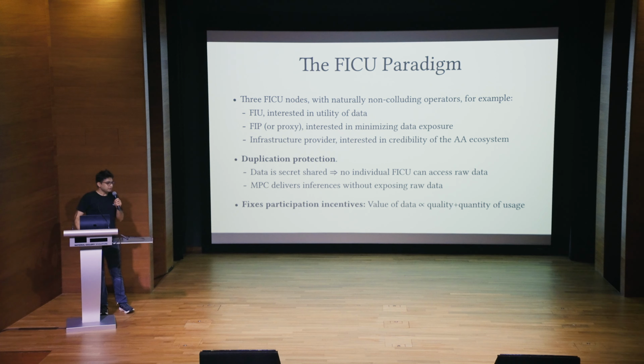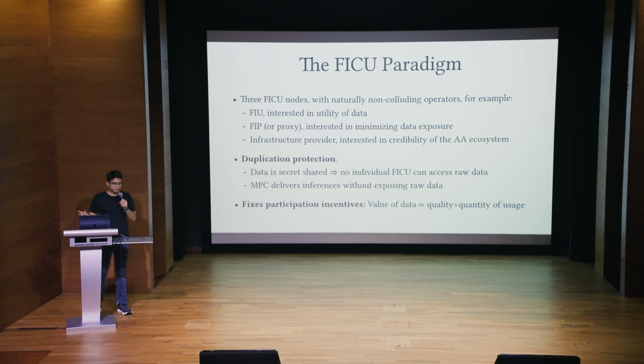Right, so it is important that these FICUs are operated by entities that have some sort of natural incentive not to collude. One configuration that we propose is that one of the nodes is operated by the FIU that's interested in the utility of the data. Another FICU could be operated by the FIP or some entity that represents the interest of the FIP, so it doesn't want the data to be leaked. And another node can be operated by the infrastructure provider that is interested in the credibility of the ecosystem. So it wants to avoid things like what happens now, which is rate limiting and so on, that doesn't have any scientific basis. Right, so this achieves protection against duplication, assuming that the non-collusion assumptions are satisfied.